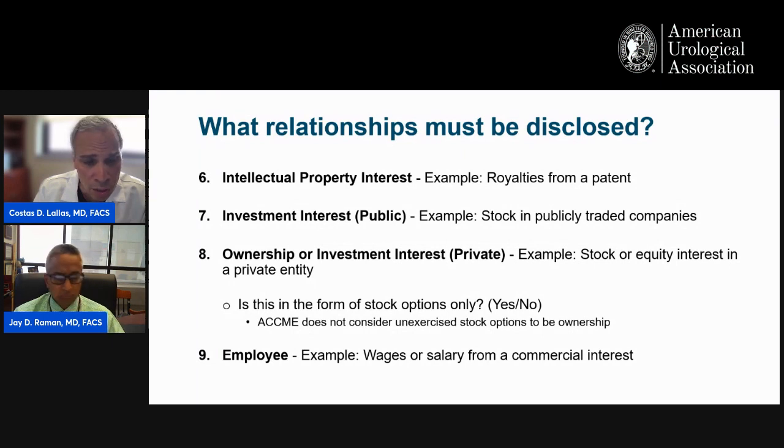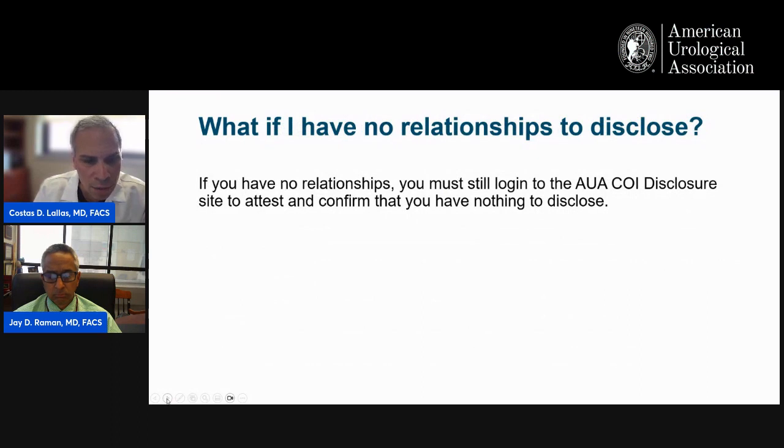If the owner option is selected, you will be asked to respond to a follow-up question that will help to determine if this is a relationship considered ownership by the ACCME. And finally, an employee. This includes wages or salaries received from a commercial interest. Employment in a urology practice or in the U.S. military does not need to be disclosed. Even if you have no relationships to disclose, you are required to attest and confirm that you have nothing to disclose.